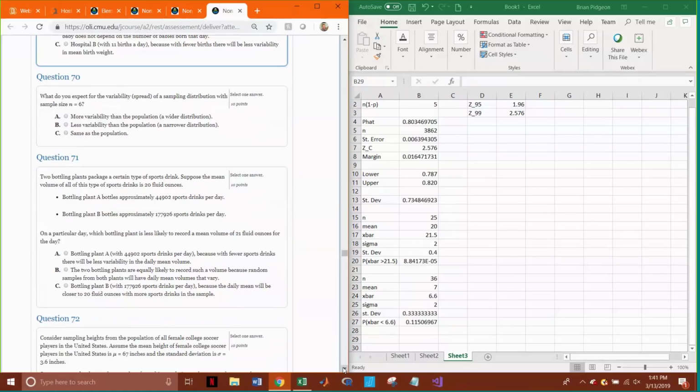What do you expect for the variability of a sampling distribution? Well, regardless, it's always less variable than the population.